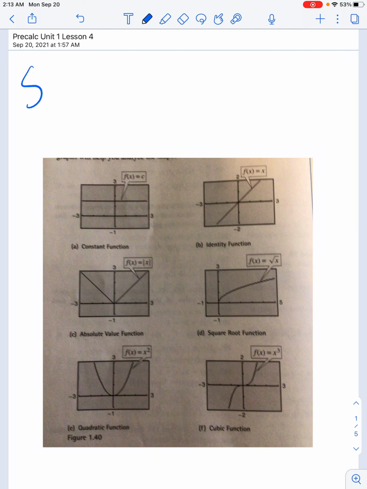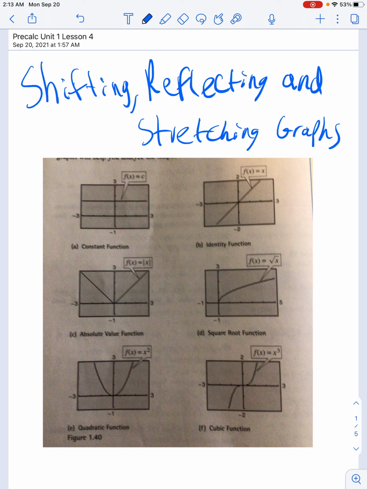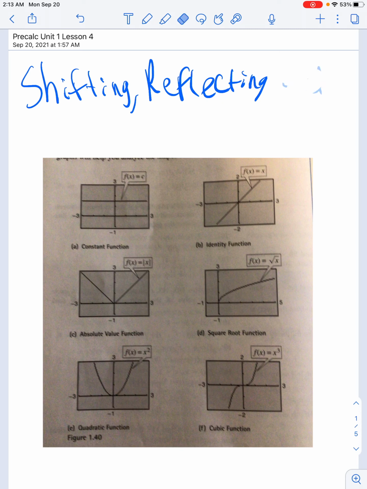All right, this is lesson 4. It's going to be on shifting, reflecting, and stretching graphs. And I just made the executive decision that stretching graphs is going to be a separate lesson. So we are just going to work on shifting and reflecting, okay?